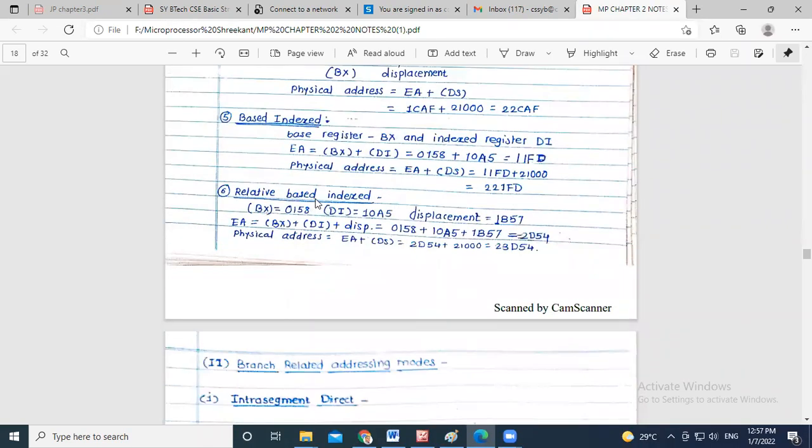So next one is the relative based index. In the relative based index, BX is 0158, DI is 10A5, and the effective address is BX plus DI plus displacement. So that is 0158 for BX, 10A5 for DI, and the displacement is 1B57. Totally we have to get 2D54. Okay. So again the effective address plus the DS, that is 2D54 plus 21,000. We will get the value by the calculator, isn't it?